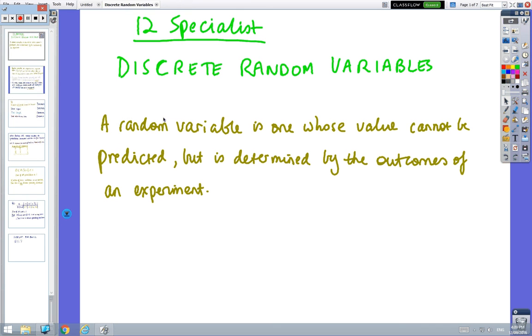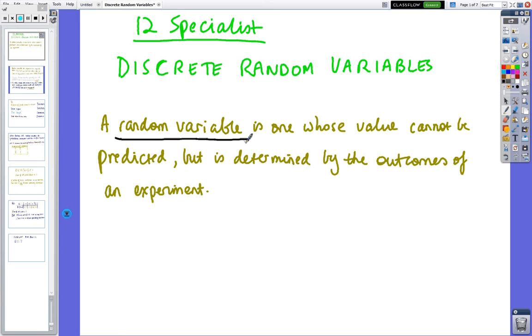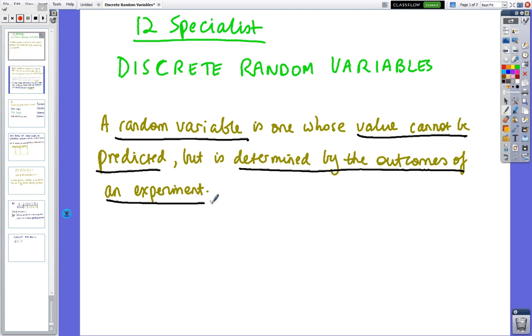Okay, so we're looking at statistics and a thing called discrete random variables. A random variable is one whose value cannot be predicted, but is determined by the outcomes of an experiment. So don't be too worried, but that's what the definition is.